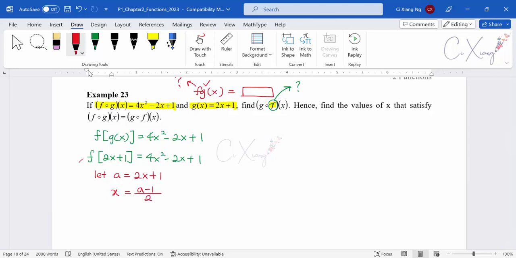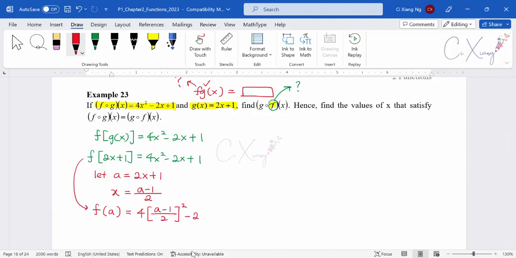Okay, so after I let it like this, then I rewrite my equation again. f is still the function f, 2x plus 1, I already make it become the a, right? So f(a) equals to what? So I'm having 4. The x squared, I want to replace the x squared by using (a minus 1) divided by 2, squared.